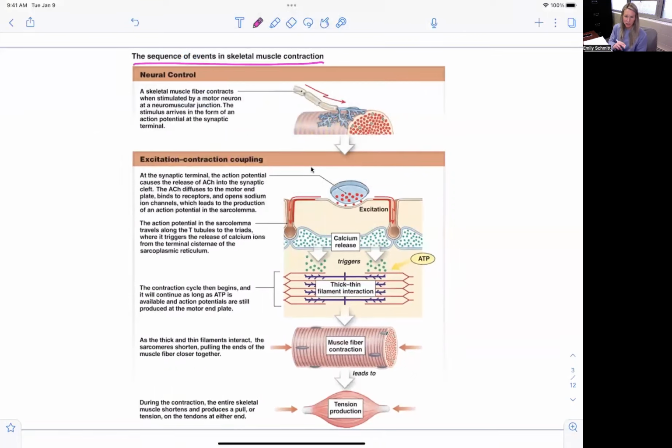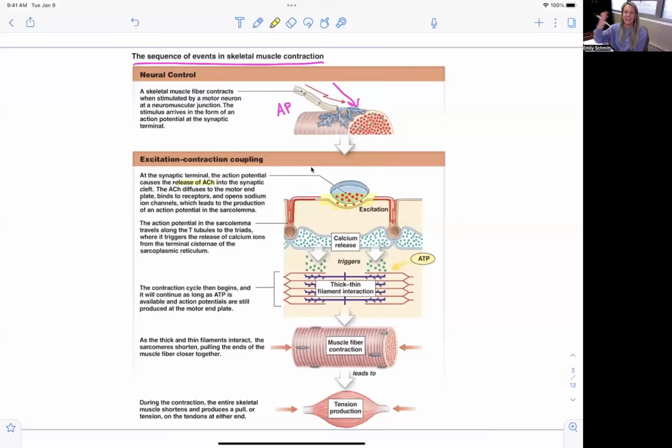So in the past few lectures and videos that you've watched, we know that we have this neural control. A skeletal muscle fiber contracts when stimulated by a motor neuron at a neuromuscular junction. This stimulus arrives in the form of an action potential at the synaptic terminal, and this causes the release of acetylcholine into the synaptic cleft. That's what we are depicting in this animation right here.